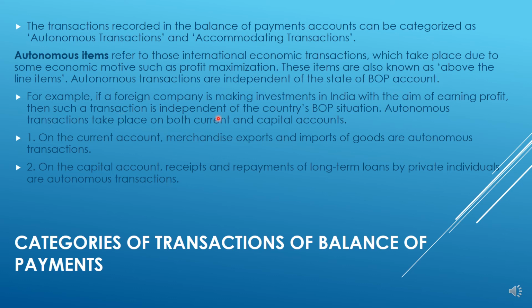For example, if a foreign company is making investments in India with the aim of earning profit, then such a transaction is independent of the country's balance of payment situation. So, autonomous transactions take place on both current and capital accounts and they are independent of the country's balance of payment situations, but they carry an economic motive. On the current account, the merchandise exports and imports of goods are autonomous transactions. Whereas on the capital account, receipts and payments of long-term loans by private individuals are autonomous transactions.